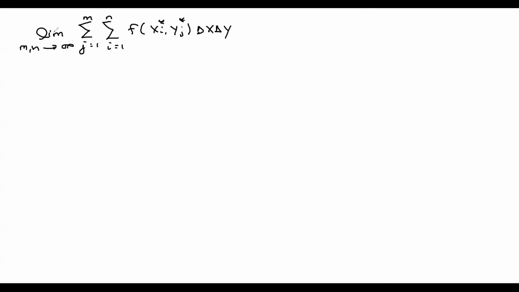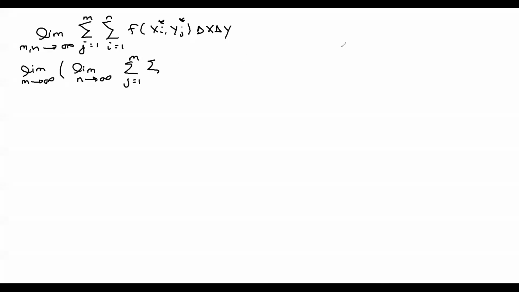All right, so the first thing we need to do is split up this limit. So we're going to split up the limit. We're going to have a limit m to infinity, and then we're going to have another limit n to infinity, and then a sum, the first sum, j equals 1 to m.